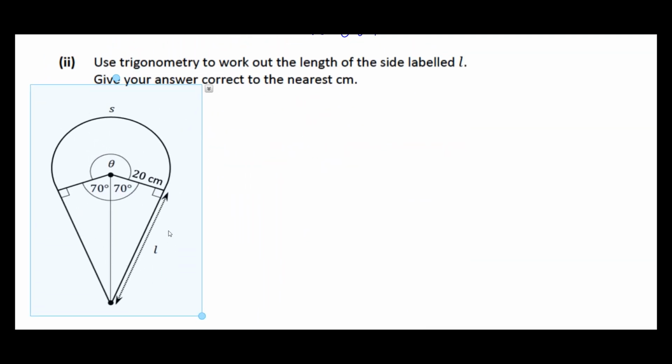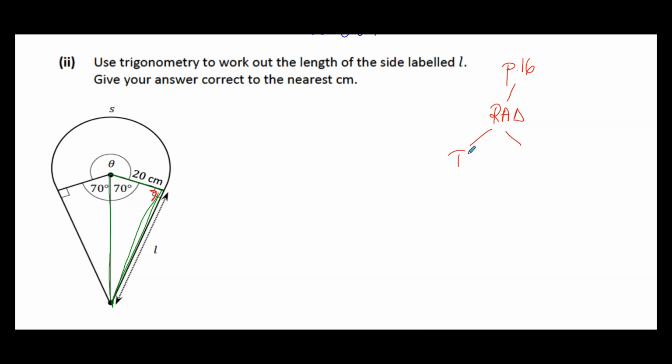So we are looking for what? We are looking for this length. Again, they did point out that we are dealing with a triangle here. So when it comes to a triangle, what are our options? Page 16 in our maths tables: when we are dealing with a right angle triangle, as we do here, we know we have two options.